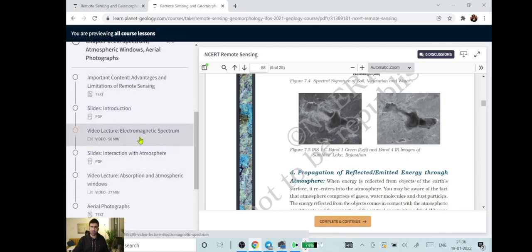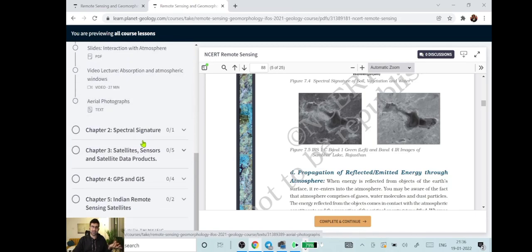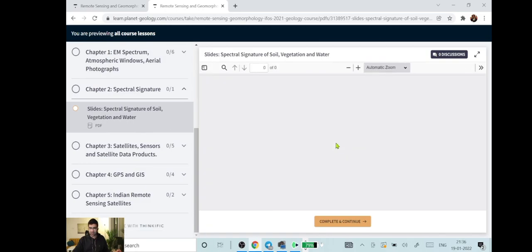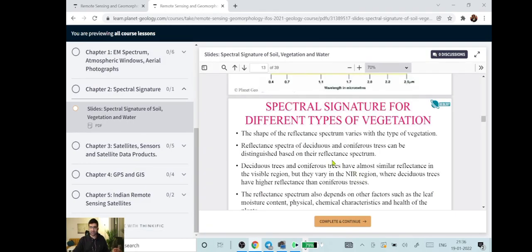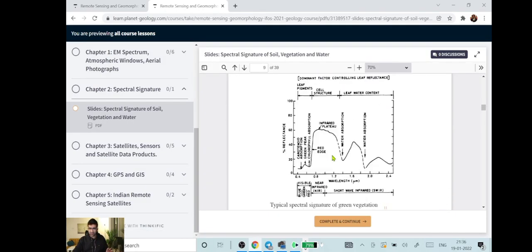You can skip through the video part if it's about what is infrared, what is visible, what is X-ray, and all those things. This spectral signature is important. I explained it to you. I'm not putting a video lecture here because it will be too much for you. For example, this is the spectral signature for vegetation. It will tell you how much is reflected in a given region.